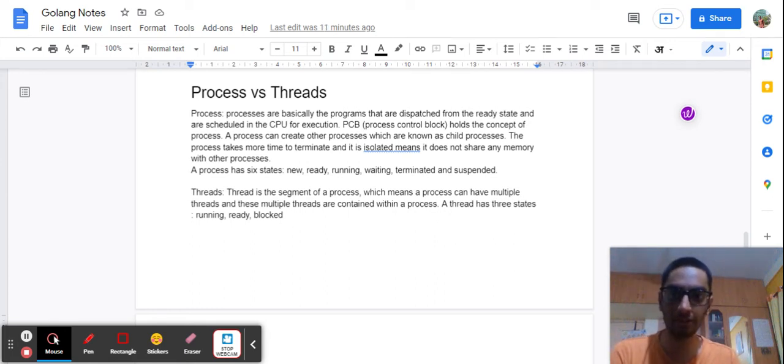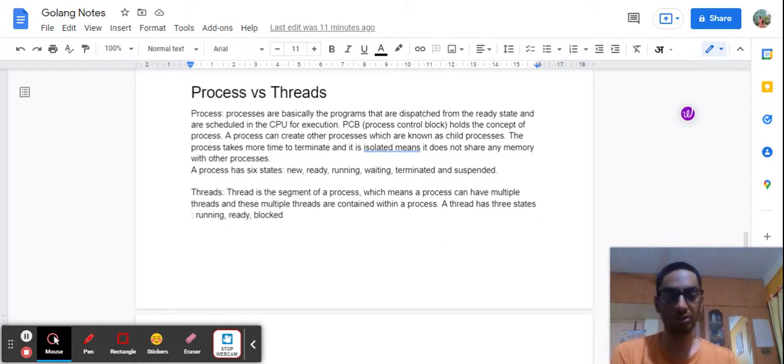So in this video, we'll be discussing what a process and what threads are, and what the differences between them are. So what are processes? Processes are basically programs that are being dispatched in the CPU, that are being run in the CPU. They're being dispatched from the ready state and they're scheduled in the CPUs for execution.